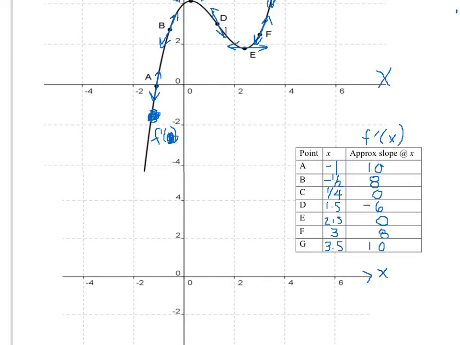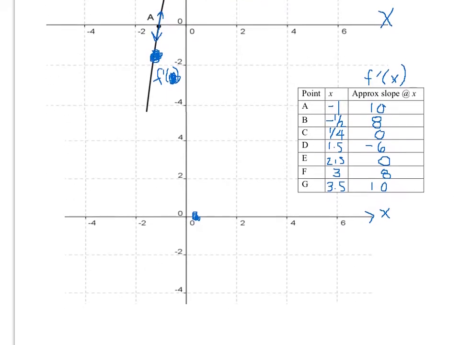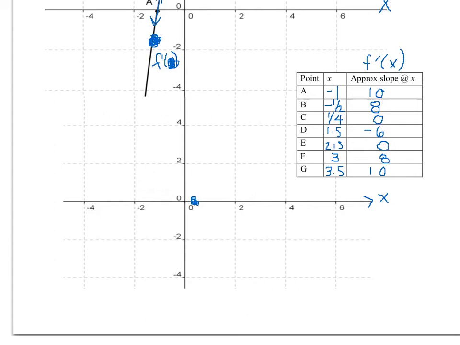At C is 1/4, I would have a point of 0. At D is 1.5, I've got a negative 6 value. At 1.5, I've got a negative 6, so that would be down here somewhere. At 2.5, I had a slope of 0, so that's going to be 2.5 comma 0. At 3, I've got a value of 8, so it goes way back up, and then it goes way back up again.